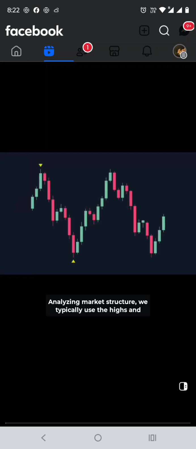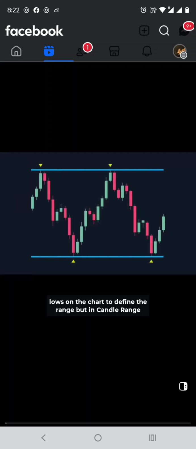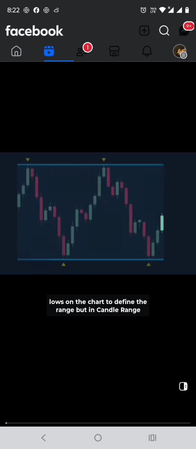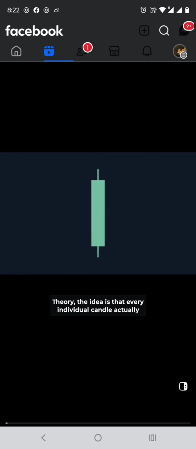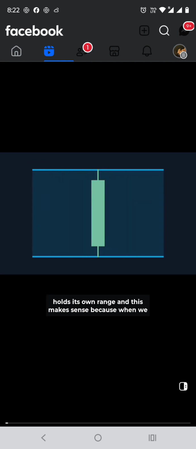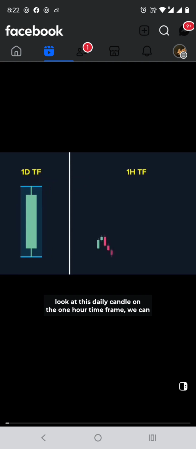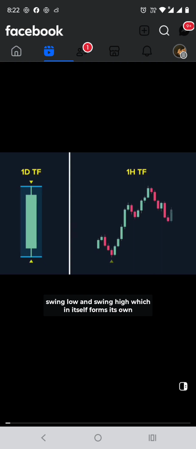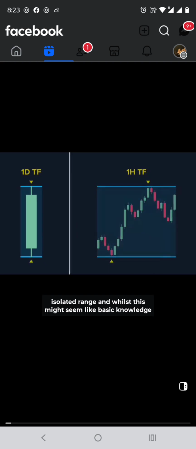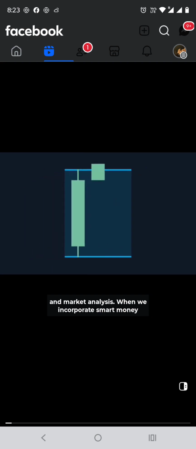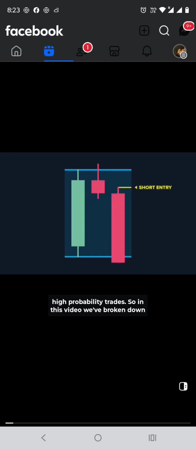When analyzing market structure, we typically use the highs and lows on the chart to define the range. But in candle range theory, the idea is that every individual candle actually holds its own range. And this makes sense, because when we look at this daily candle on the 1-hour time frame, we can see that the daily candle's wicks represent the 1-hour swing low and swing high, which in itself forms its own isolated range. And whilst this might seem like basic knowledge in market analysis, when we incorporate smart money concepts, this one candle setup can actually offer us consistent high probability trades.